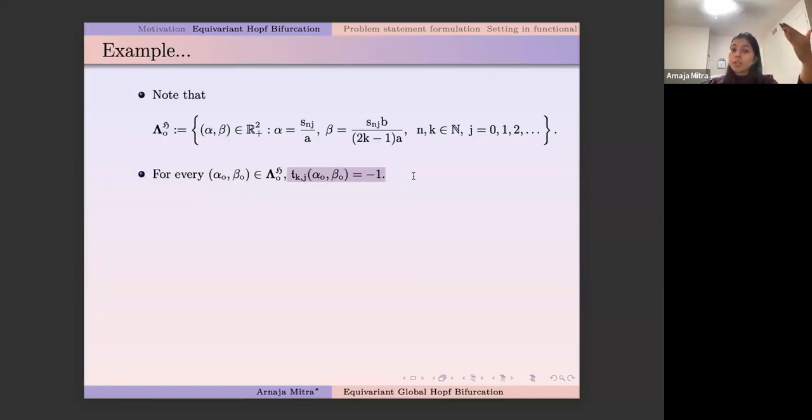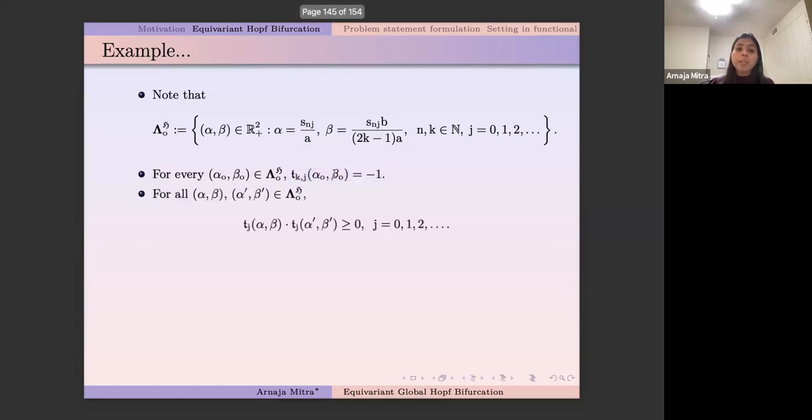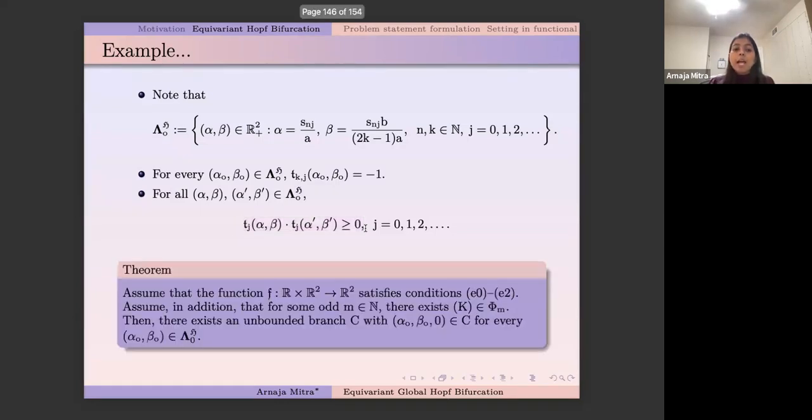So the local result is already done. Now we are approaching our example for the global result. And we will see in this case also, it is not greater than or equal to 0. Of course, -1 is always negative. And then you can say that yes, in our result also, we are getting an unbounded branch.